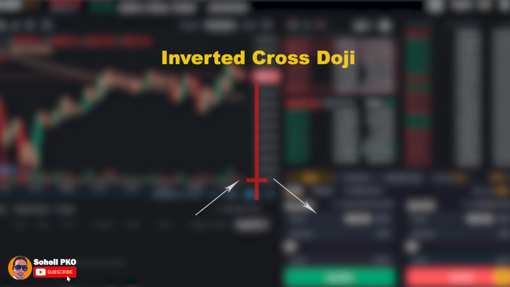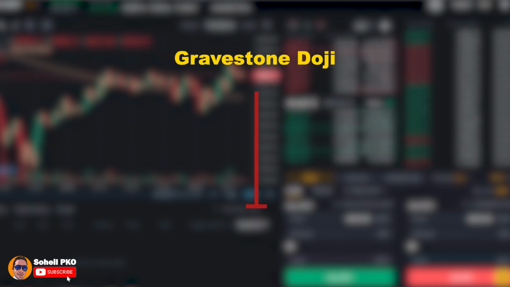And another similar candle that is interpreted exactly the same way and gives the same indication is inverted cross doji, where the opening and closing prices are approximately equal or, in the ideal situation, totally equal. Inverted cross doji is considered to be more significant and reliable than shooting star, and the ideal version of inverted cross doji is gravestone doji, where the open, close, and low are equal. The formation, interpretation, and indication of gravestone doji is exactly similar to shooting star and inverted cross doji.